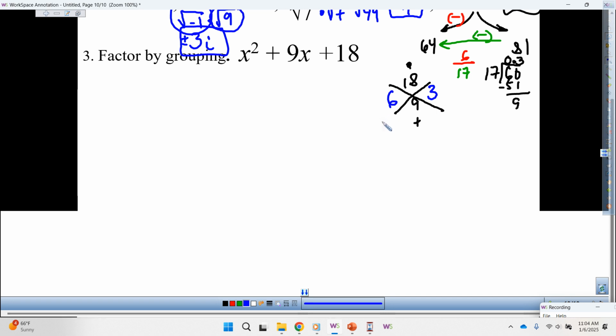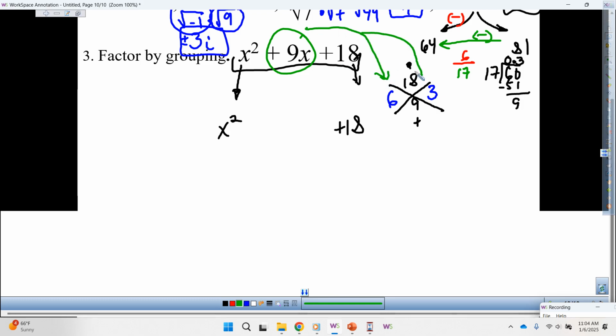Y'all ready? So, to factor by grouping, I'm going to rewrite this trinomial. I'm going to bring down the first term. I'm going to bring down the last term. And then the middle term, instead of writing 9x, I'm going to replace 9x with these two. So it would be 6x and 3x. Are we there so far? All right, so now I can do grouping.